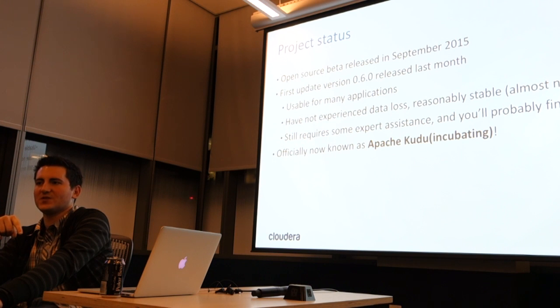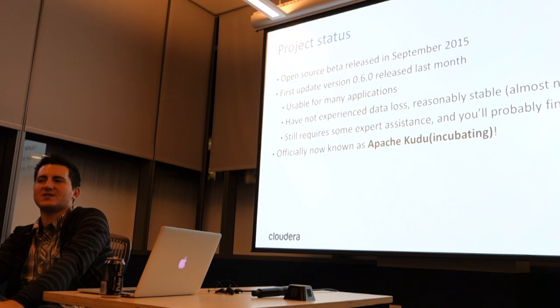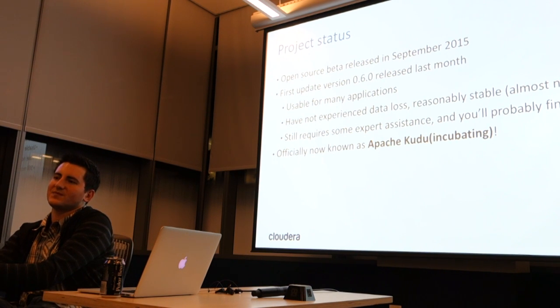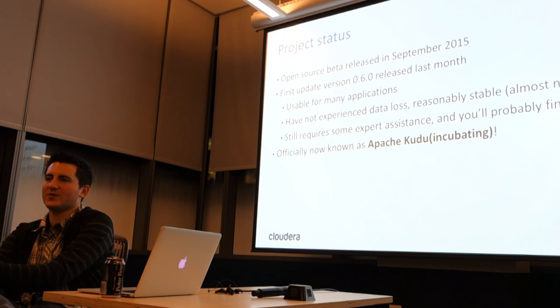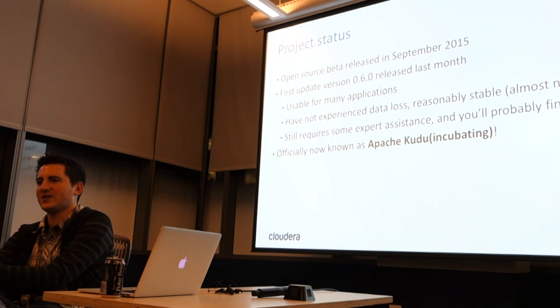Actually, between 0.50 and 0.60, there was one breaking change on the Java side of the API, but it was still wire compatible. So you can still run the old client versus the new servers and vice versa. And it was just actually a rename of a single class. We're going to do our best to keep it forward compatible and backward compatible during the beta. But the guarantees will only happen at GA.